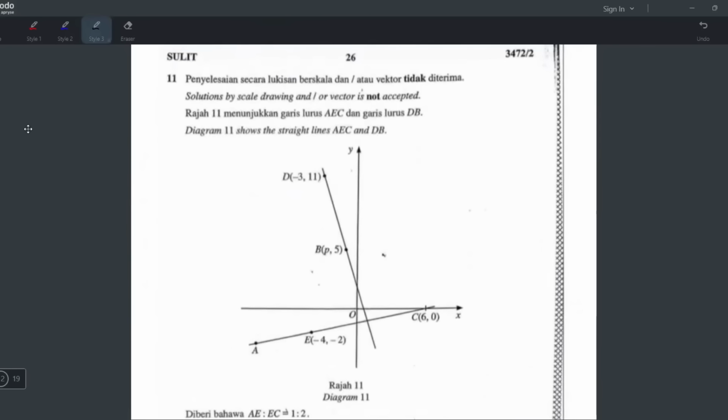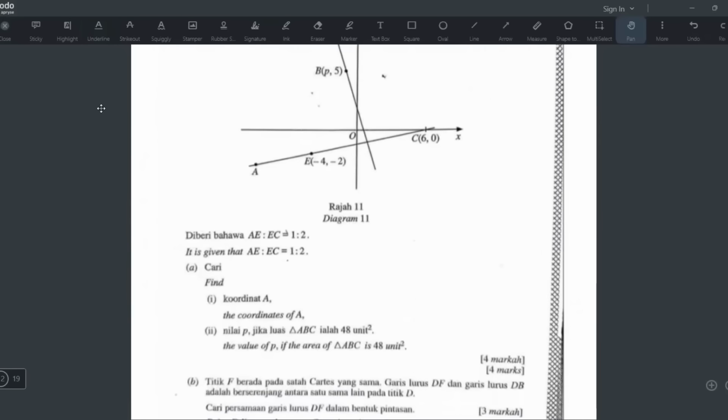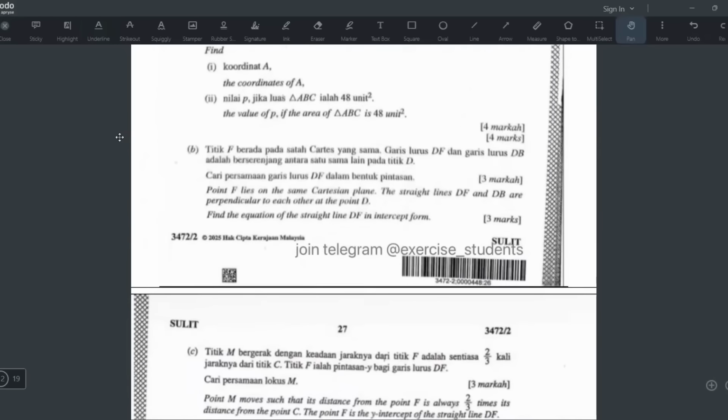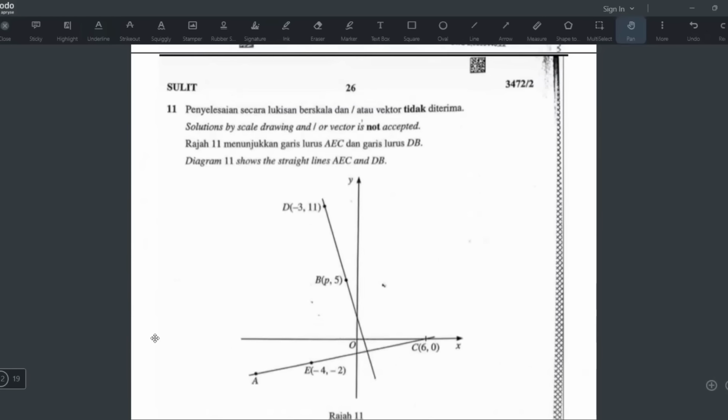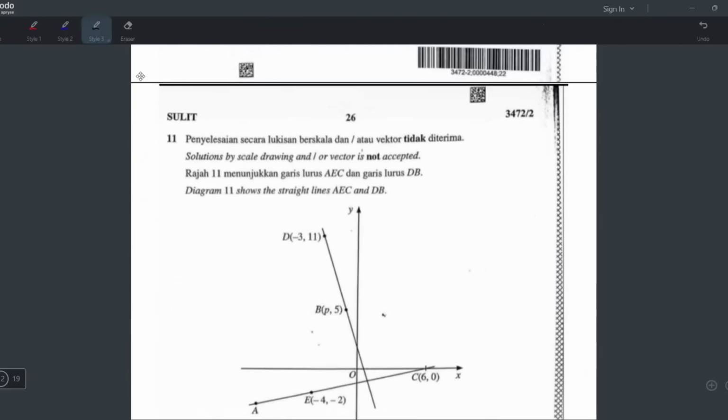Okay, number 11 now. So solution by scale drawing and vector is not accepted. So it's very clear it's a vector question. No. It's not vector. Even though they say vector here, but this is not vector. This is coordinate geometry. From Form 4 chapter 7 or 8. I think it's 7. Yeah, 7 coordinate geometry.